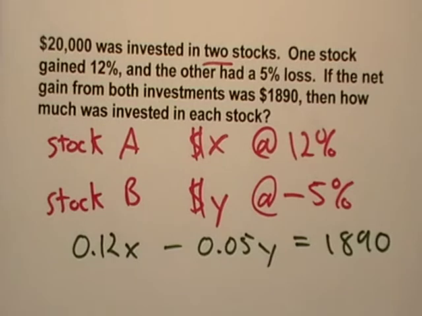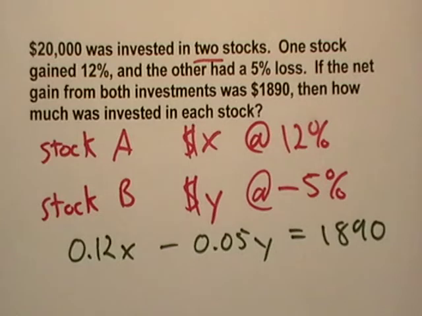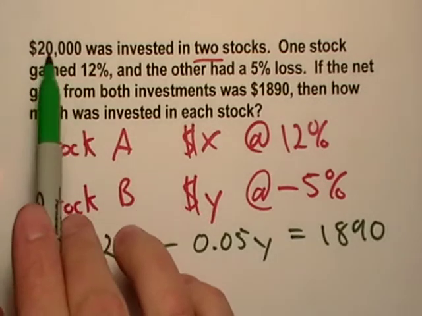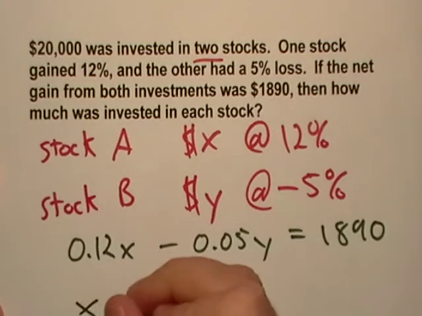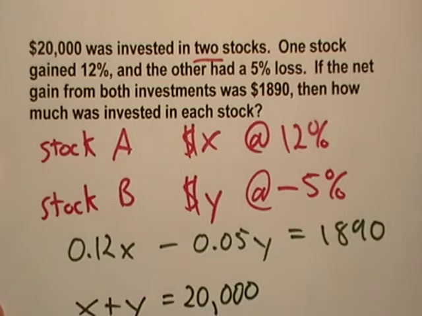Okay, and we've done this before. We should be getting a little better at setting this up by now. You might not be an expert, and that's okay. That's what these videos are for. So we put X dollars in A and Y dollars in B, and we had $20,000 total. So X plus Y is going to equal 20,000.